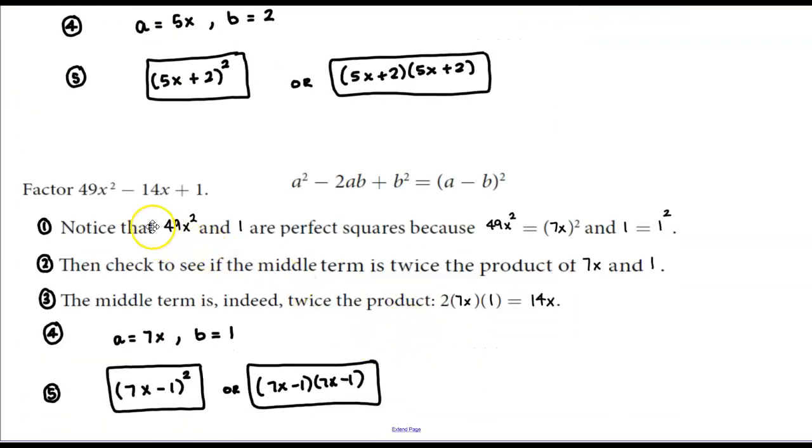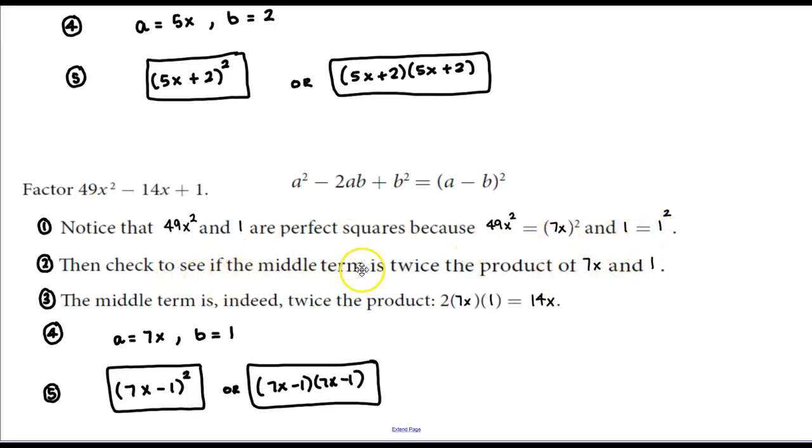Okay, similar example, only in this case we have a subtraction. We have 49x squared minus 14x plus 1, and so we're going to use this form, which is the difference of those values squared. Now notice that 49x squared and 1 are perfect squares. So what do we have to square to get 49x squared? 7x. What do we have to square to get 1? 1.